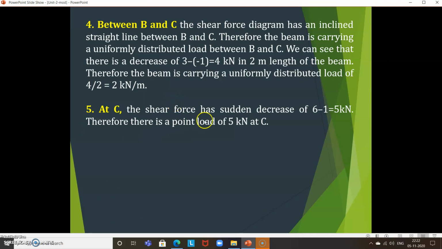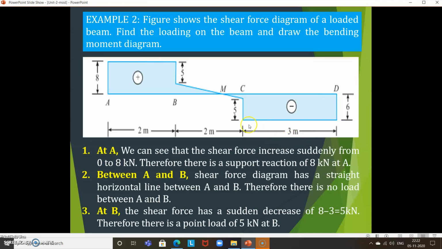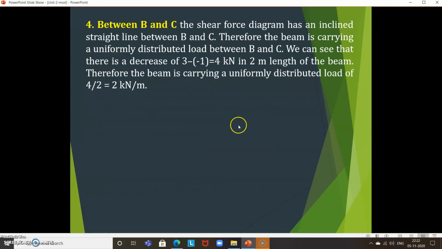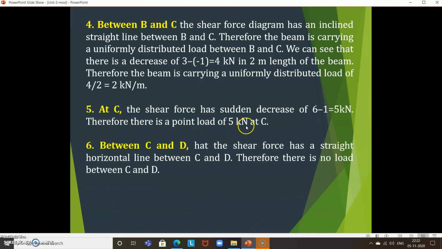Next, at C, shear force has a sudden decrease of 5 kilonewton. See here, at C, this is 5 kilonewton. So what can you write? 6 minus 1 is equal to 5 kilonewton. Therefore, there is a point load of 5 kilonewton at C.